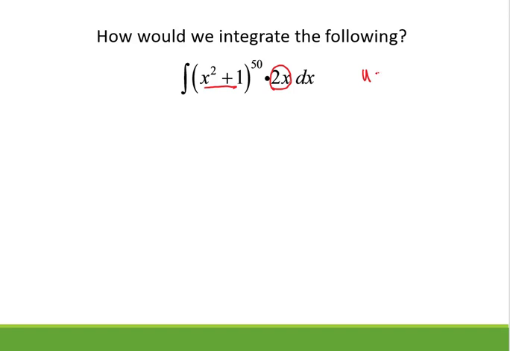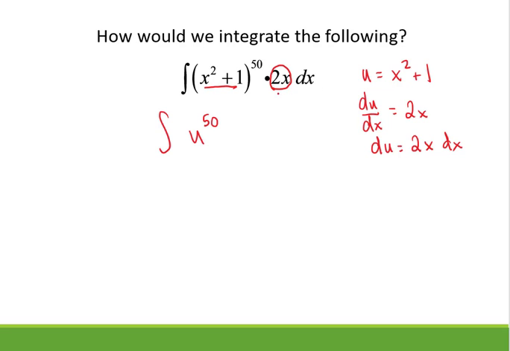So if I let u equal x squared plus 1, and I take the derivative of that with respect to x, we get 2x. And not the best algebra, but if you multiply both sides by dx, I now have the integral of u to the 50th power, and then this whole thing here is my du.